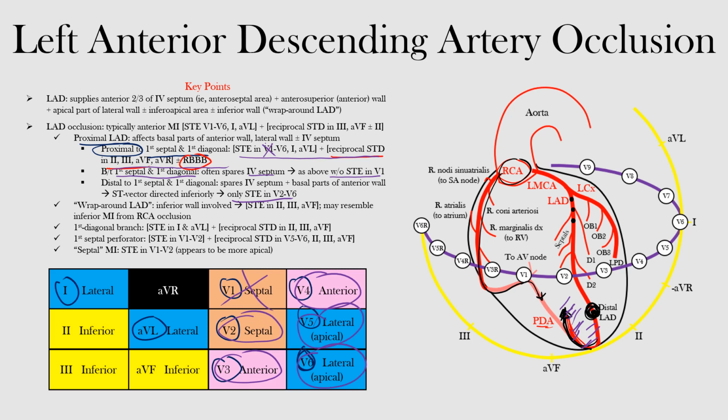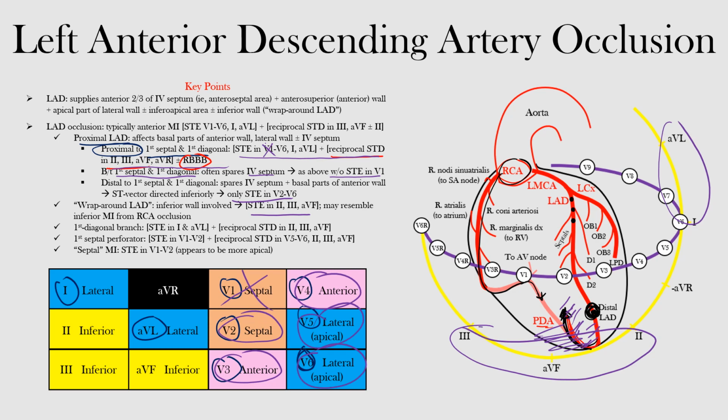Okay, and that could be really deceptive and mimic an inferior infarct from the RCA. So again, the changes we see with these inferior infarcts are ST elevation in leads 2, 3, and AVF. Okay, so our inferior wall is being affected. So here are the inferior leads. You may see reciprocal changes in 1 and AVL, as we saw in inferior infarcts.